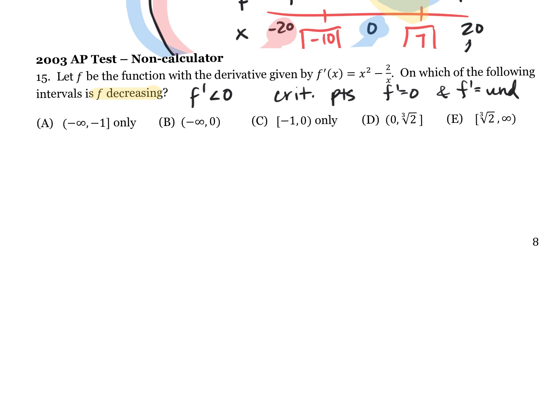Let's go see when my f prime equals 0 first. That's going to get me a critical point to put on my sign chart. What would you do first? Any ideas?